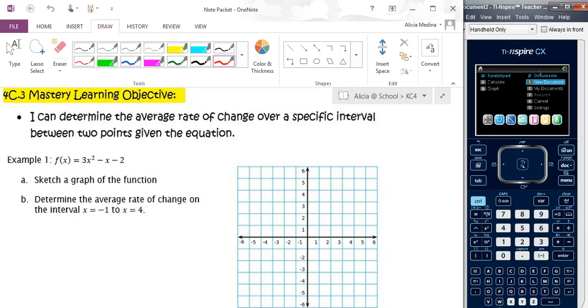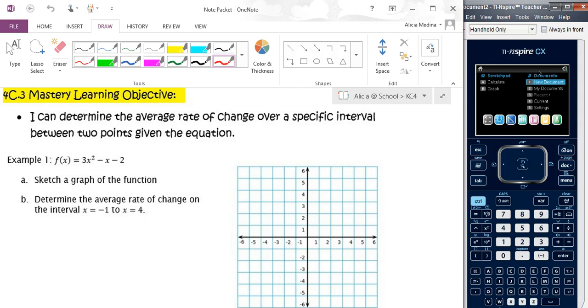Hey guys, in this video we're going to be covering target 4C.3. Our mastery learning objective is: I can determine the average rate of change over a specific interval between 2 points given the equation.